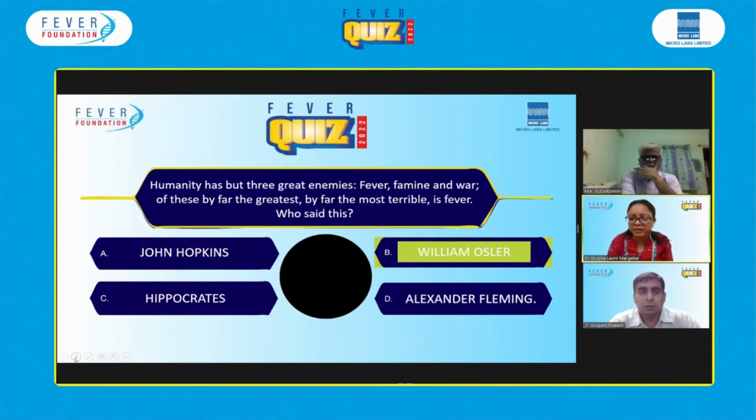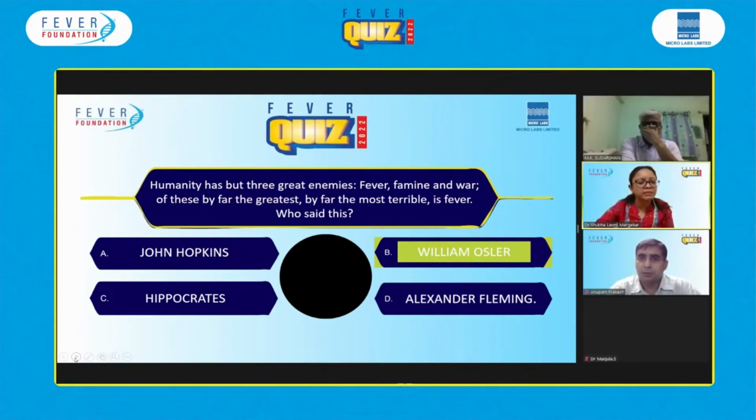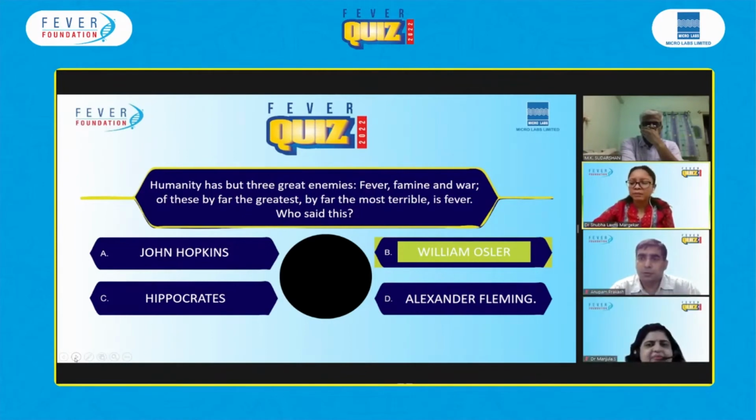He has been described as the father of modern medicine and one of the greatest diagnosticians ever to be wielded with a stethoscope. So he has given this line that fever, famine, and war, of these by far the greatest, by far the most terrible is fever. John Hopkins, he was another.